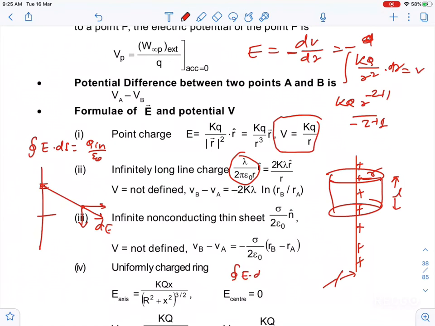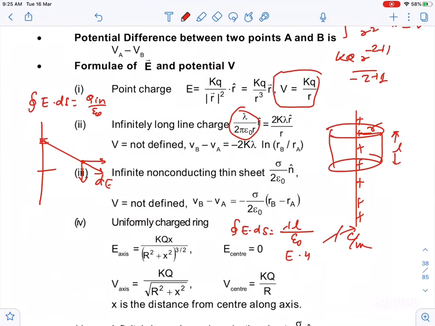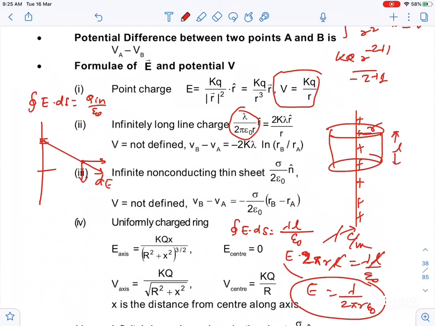Now guys, can I say that the integration of E dot ds is equal to Q enclosed? How much charge is enclosed in here? Can I say lambda into L is the charge enclosed, because lambda is coulomb per meter, upon epsilon naught, guys. This E I can write as it is, and ds is 2 pi r into L, the area of this cylinder, equal to lambda L by epsilon naught. This L and this L cancel. E is equal to lambda by 2 pi r epsilon naught.